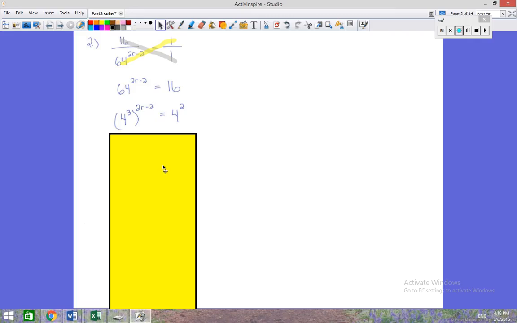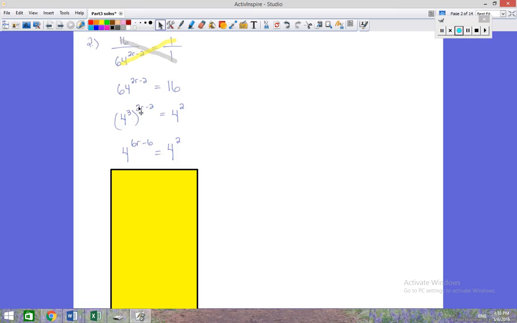Step by step, I'm trying to get it so I can get the variable by itself. When I have a power raised to a power, we multiply these exponents. So I need to take 3 times this binomial. So each term in the binomial gets multiplied by 3. And 3 times 2r gave me 6r, minus 3 times 2 gave me 6.